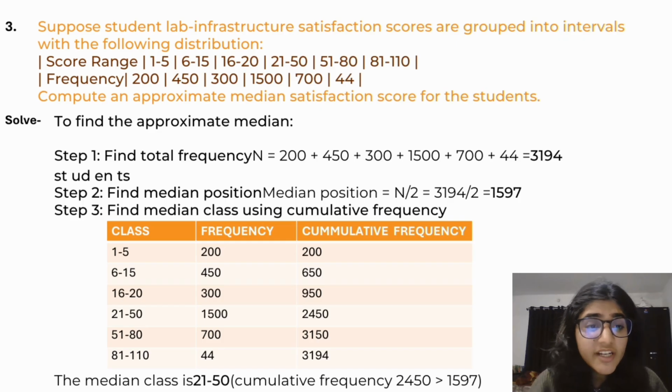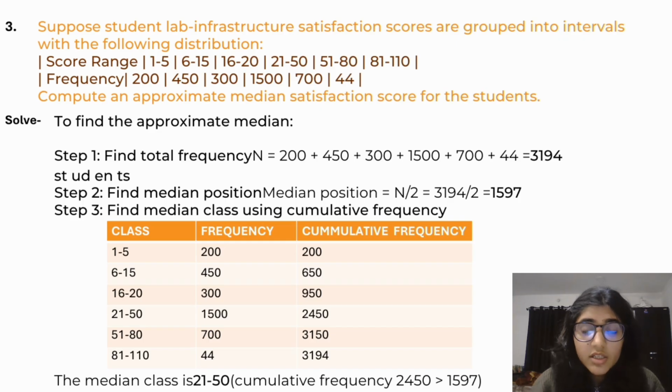We need to compute an approximate median satisfaction score for the students. To find the approximate median, the first step is to find the total frequency. So the total frequency is 3194 students. Now finding the median position. The median position is equal to n by 2.